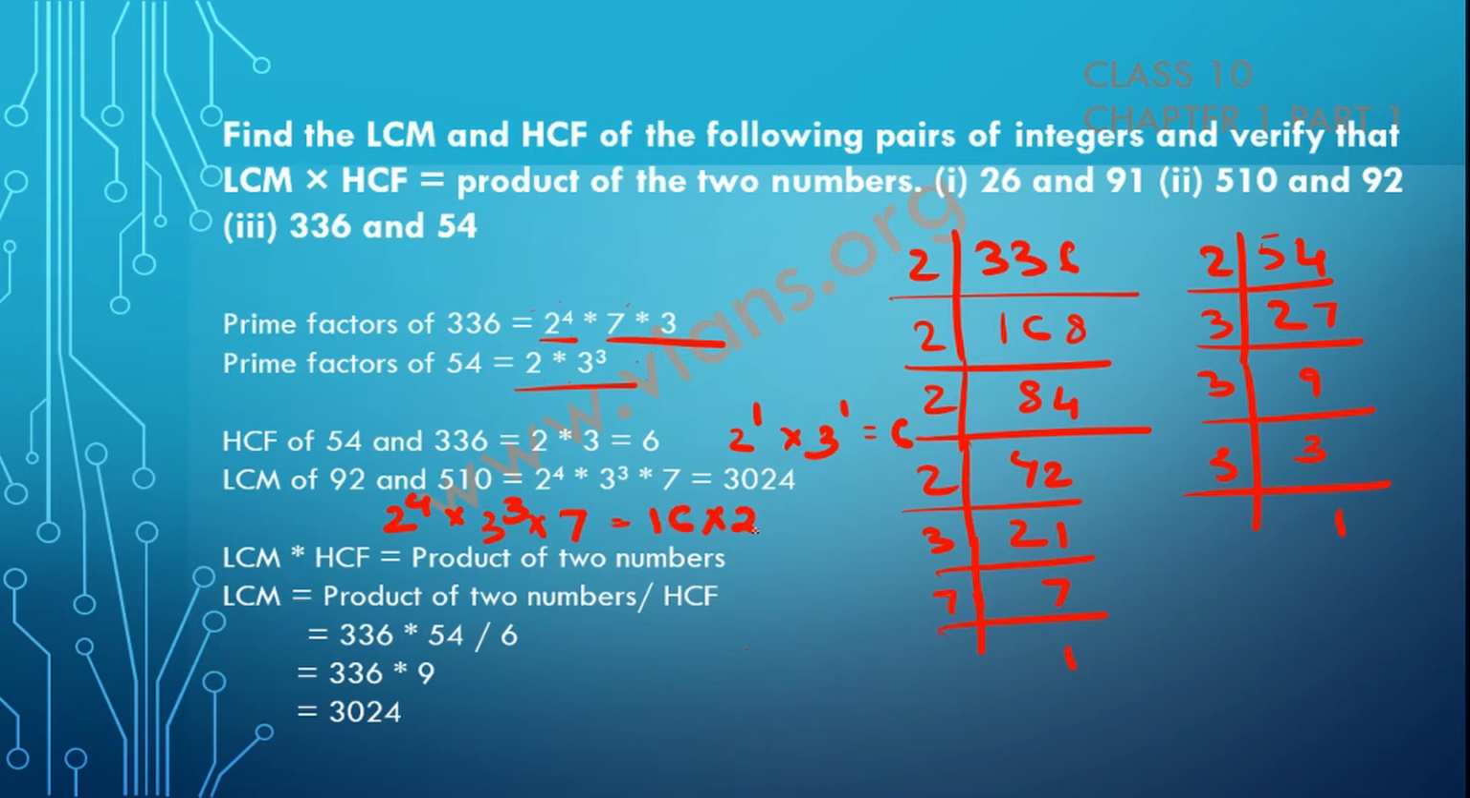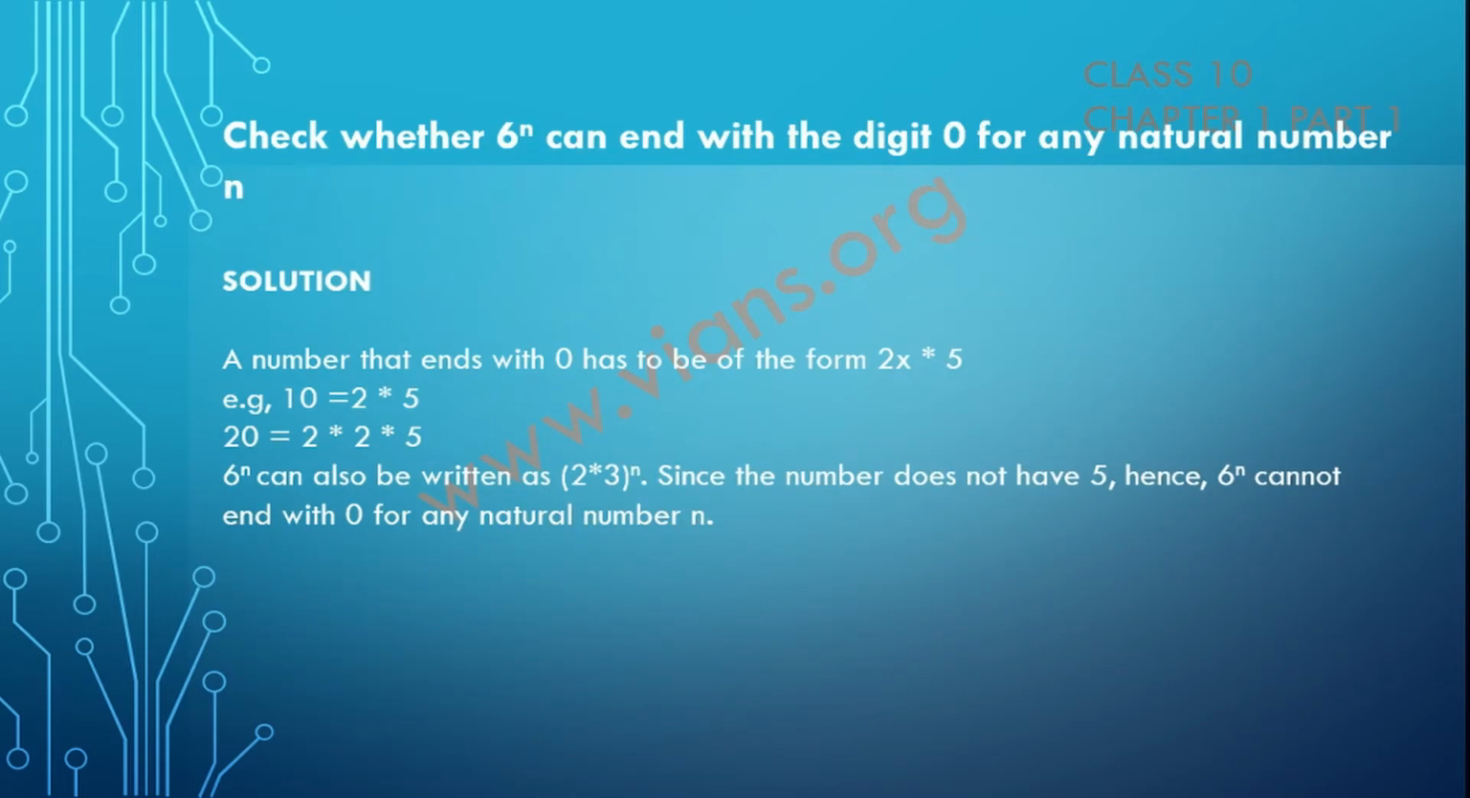And that's nothing but 16 into 27 into 7. And that's basically 3024. I'll let you do the calculation. And here I am proving that this particular proof is true.